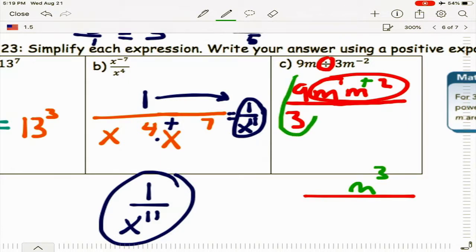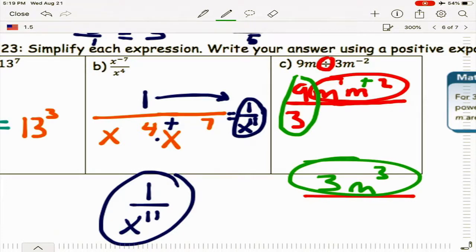Now I'll solve this. Remember, these are not exponents. These are coefficient numbers. These are big numbers. The font is huge. You do not use the exponent laws on coefficient numbers. There you just literally do what it says. It says 9 divided by 3. And what is 9 divided by 3? 3. And you're done. My answer is 3m to the third.